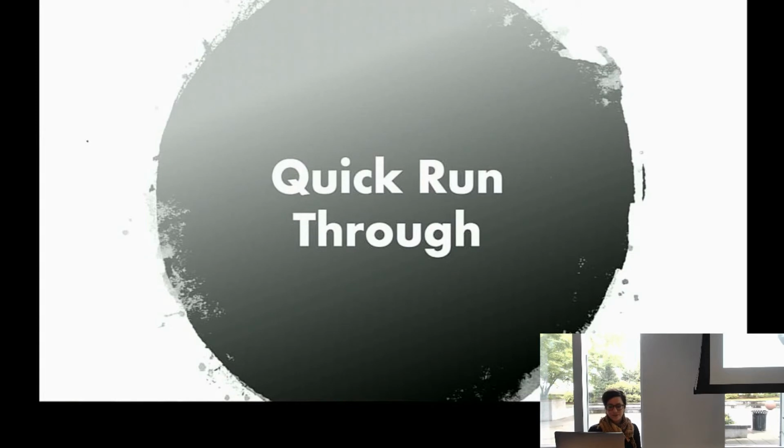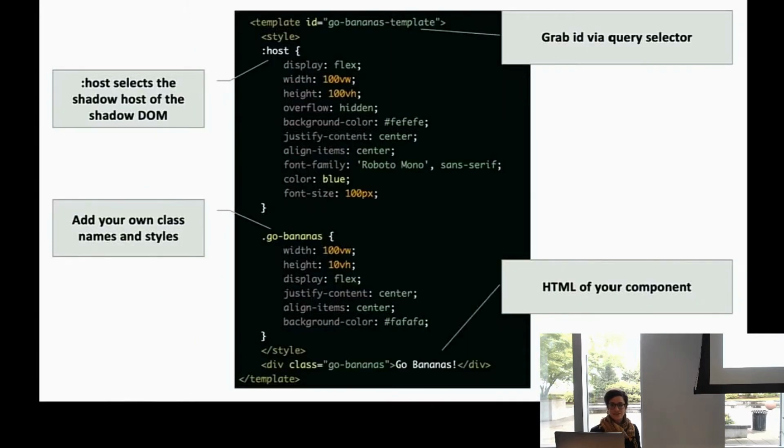So a quick run through on a really basic component. So you have here, I'm creating a div that says Go Bananas in it. You can see I can style all the things within the component template. The host is going to represent the shadow host, which is the Go Bananas in this sense. You can add your own class names to it too, and you can see where you can grab it via the ID query selector there, and then at the bottom is where you're actually going to put the markup for the component.